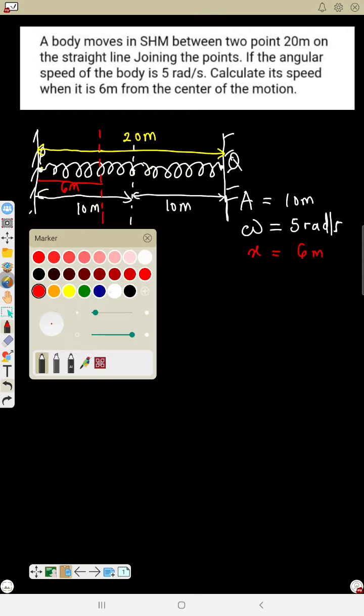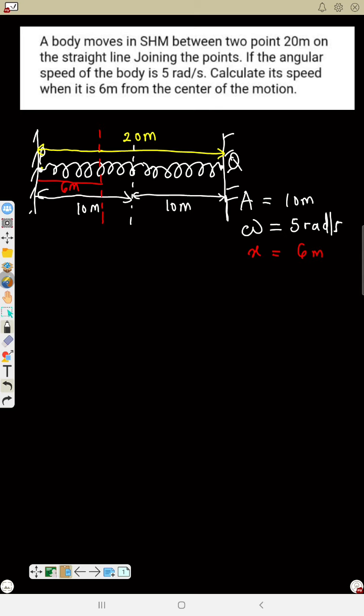And remember, we proved two formulas for speed. We proved one for maximum velocity, and we also proved one for velocity at any point. Now in this case, we want to find velocity at 6 meters. We said that mechanical energy is equal to potential energy plus kinetic energy. And remember, at equilibrium position s equals 0. But the question is not asking for maximum velocity, because it is at that point that velocity is maximum. But here it is at any point.